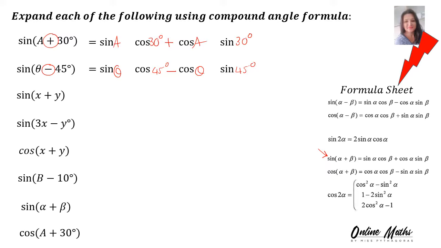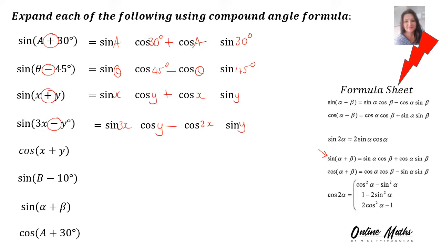Next one, sin x plus y. The pattern is for sin, the compound angle, sin cos, cos sin, and the angles x, y, x, y, and in sin the sign is the same, therefore a plus. The next one, sin 3x minus y. The pattern for sin, sin cos, cos sin, and then the angles 3x, y, 3x, y, and in sin the sign is the same.